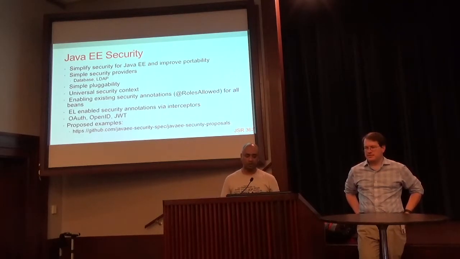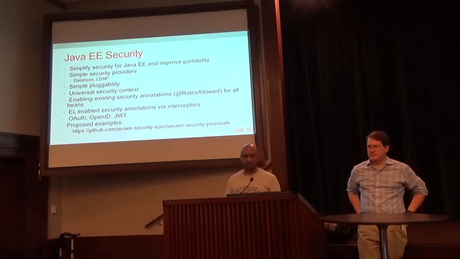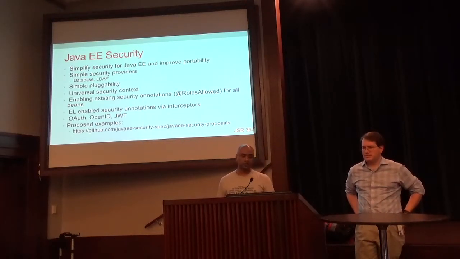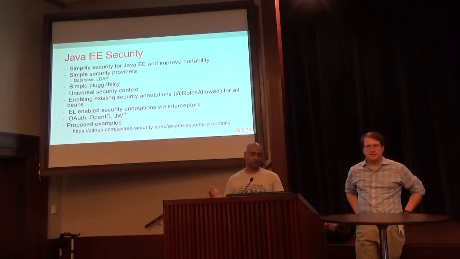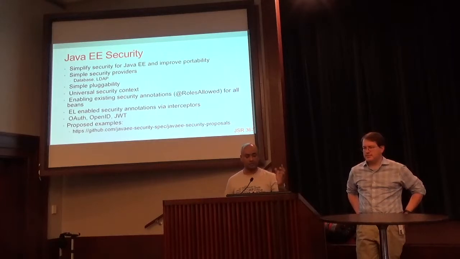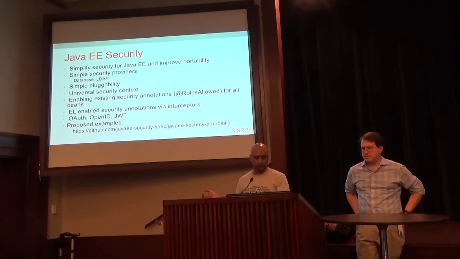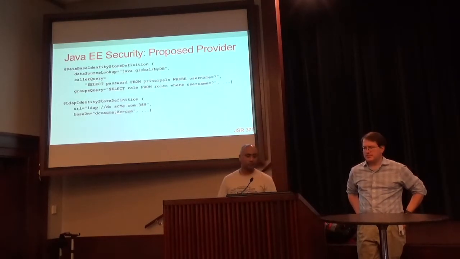Also in consideration was OAuth, OpenID and JWT support. This part actually was deferred to Java EE 9 because there was already a lot of work to be accomplished in the time frame that was left to actually implement Java EE 8. So there are some interesting examples you can take a look at on GitHub. Most of what I'll show you in the code examples actually comes from those examples on GitHub.